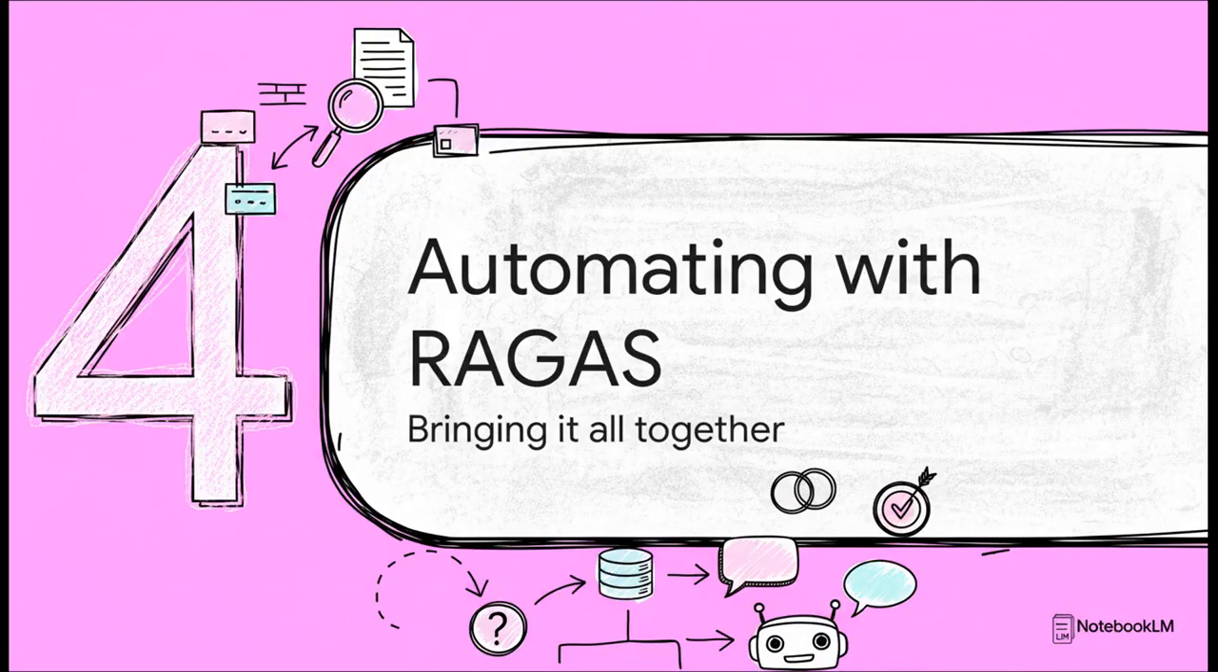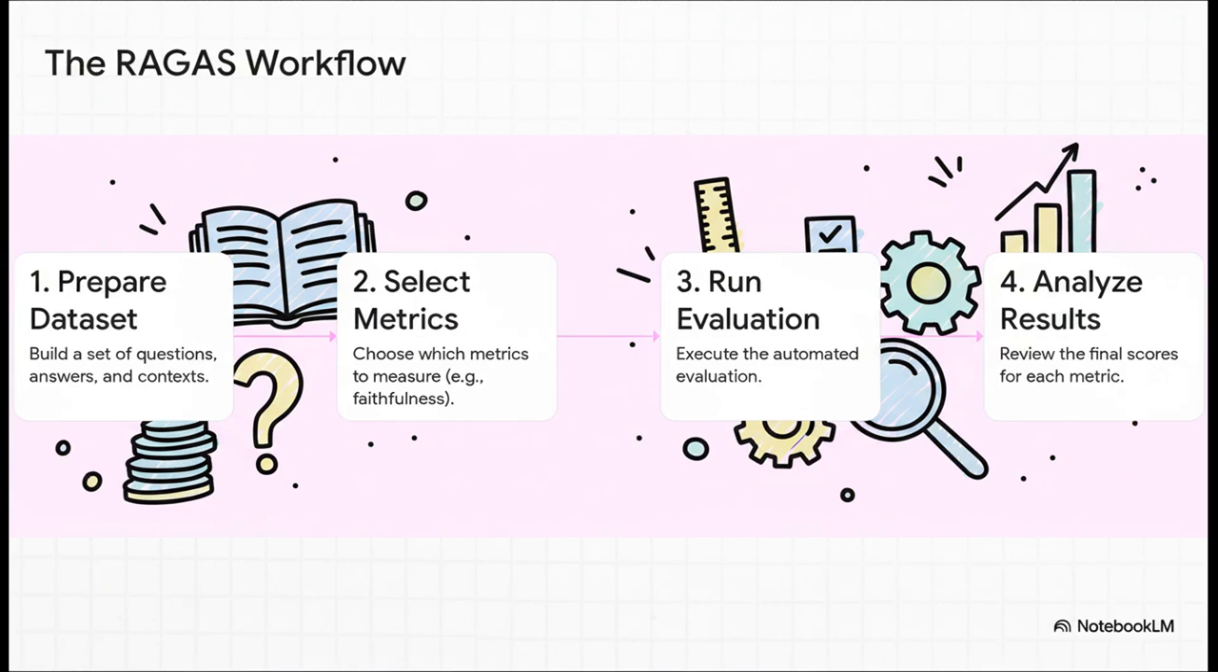Now, I know what you're thinking. Measuring all of this, it sounds incredibly complicated. And you know what? Doing it by hand is basically impossible. That's why automation is key, and that's where a fantastic open-source tool called the Ragas framework comes in to save the day. And the best part is, using a tool like Ragas is surprisingly simple. It really just boils down to 4 steps.